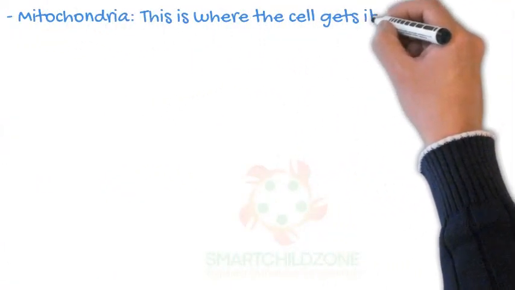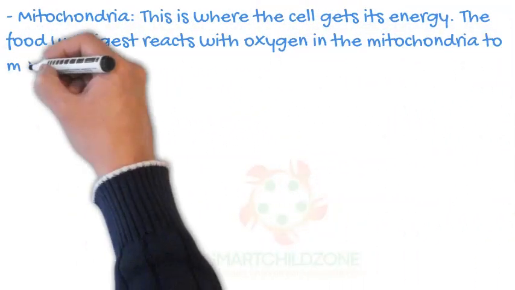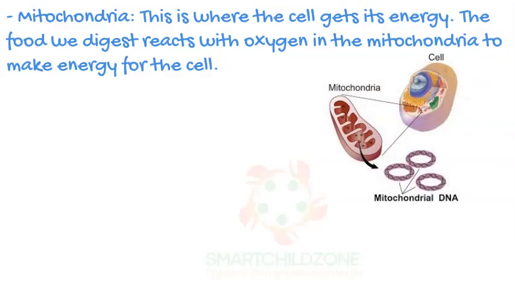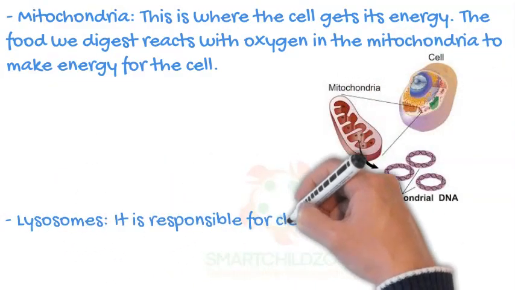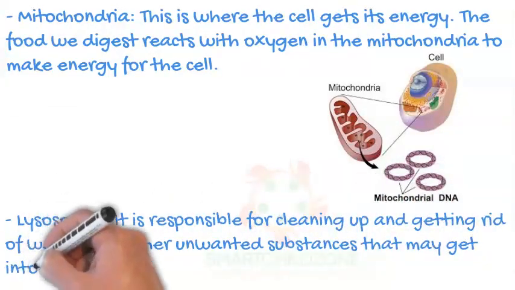Mitochondria. This is where the cell gets its energy. The food we digest reacts with oxygen in the mitochondria to make energy for the cell. Lysosomes. It is responsible for cleaning up and getting rid of waste and other unwanted substances that may get into the cell.